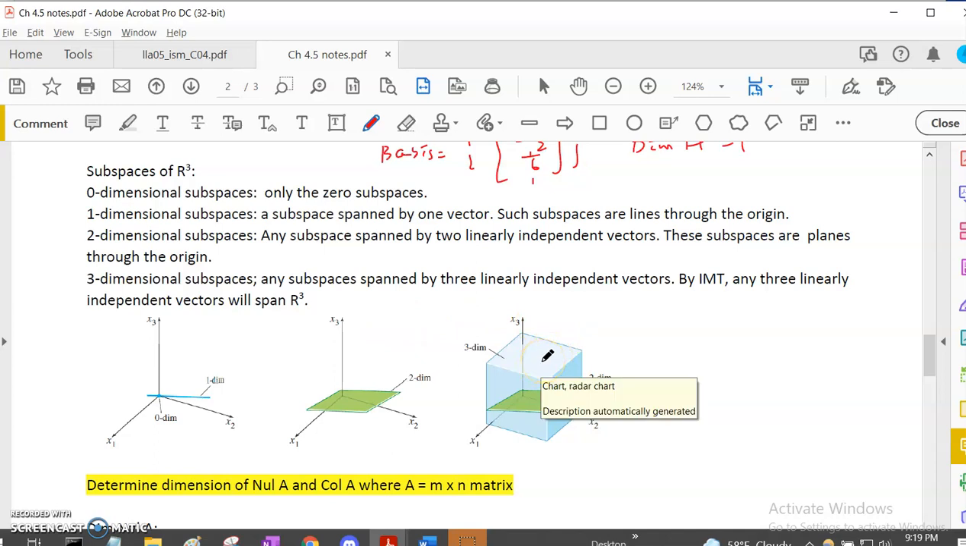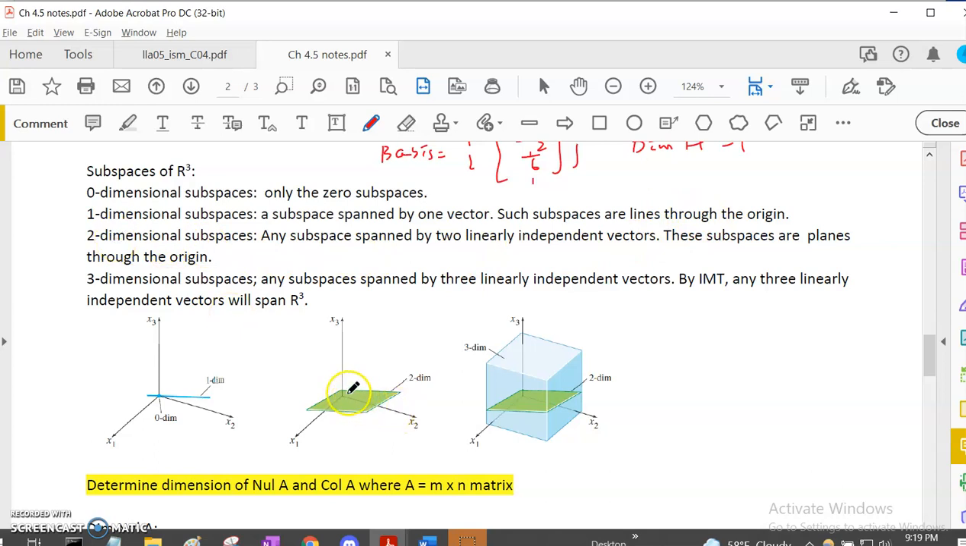The next thing is to talk about the geometric meaning of subspaces in R3. If it's a zero-dimensional subspace, it only has the zero vector. The only thing in it is the zero vector, so it's a point, or a zero vector, I should say. If it's a one-dimensional subspace, everything is a multiple of that particular vector, so it's a space spanned by one vector. These are lines through the origin.